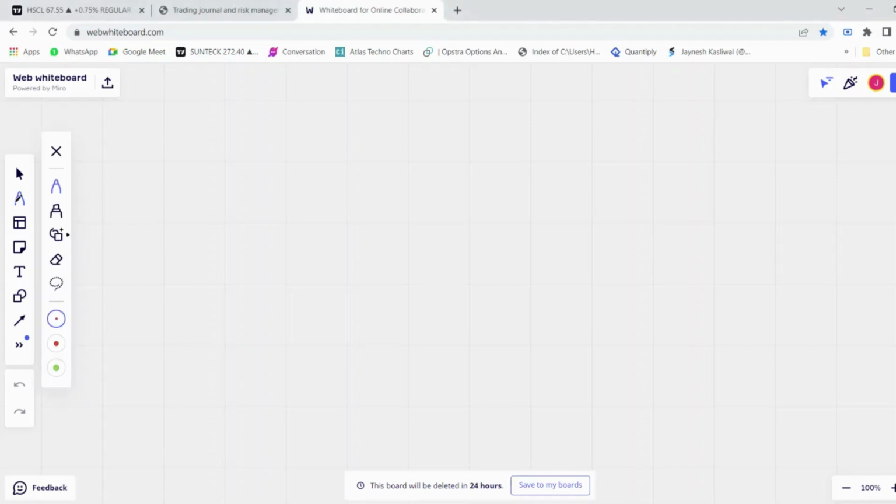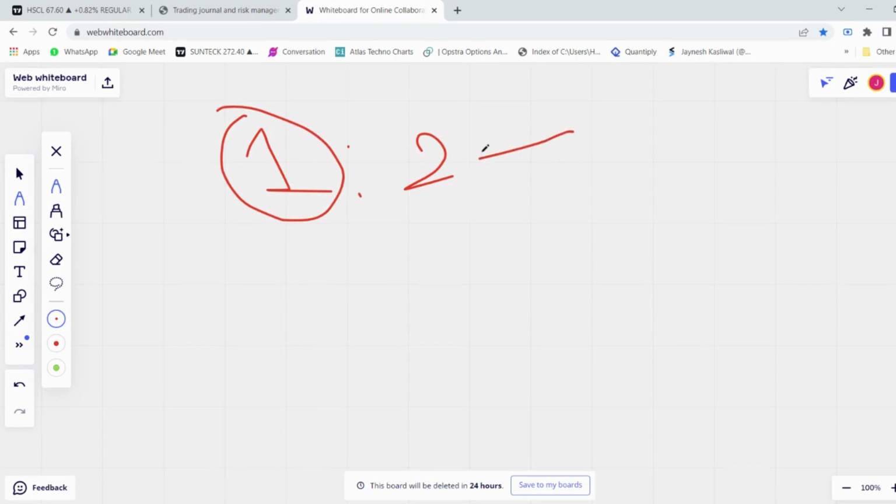What is risk to reward ratio and win ratio? Risk to reward basically means how much money you are making whenever you are risking 1 rupee. So for example, risk to reward is 1 is to 2. Now if I am taking 1 rupee risk in my trade, then I should be minimally getting 2 rupees profit for every 1 rupee that I am risking.